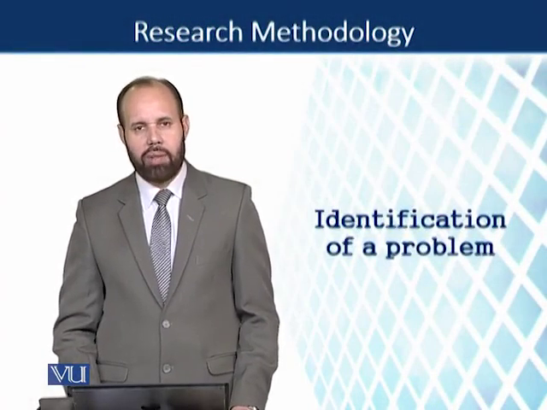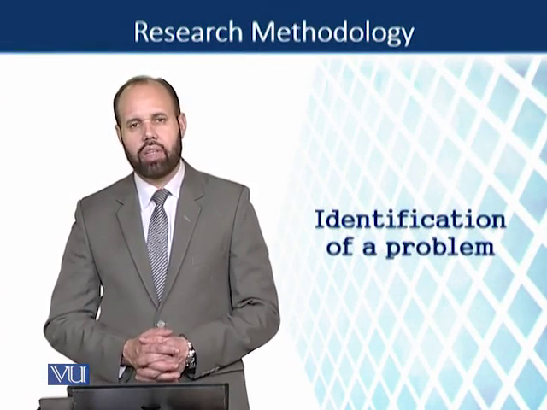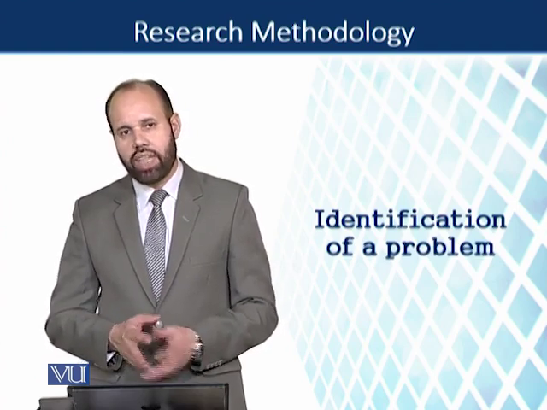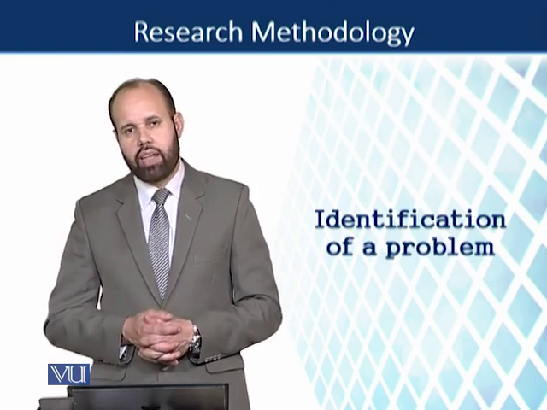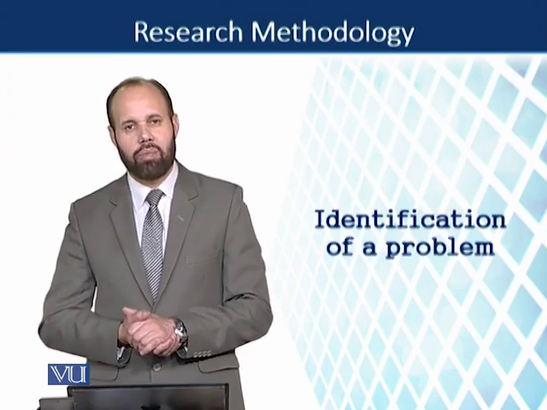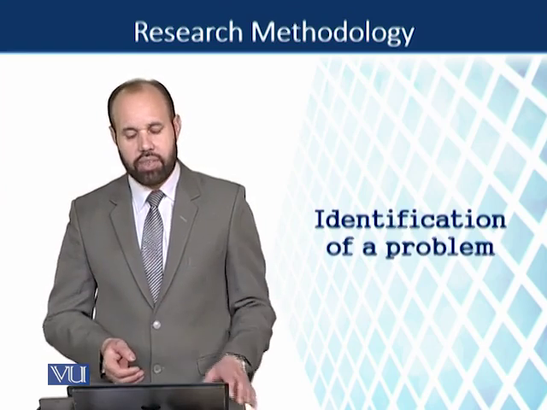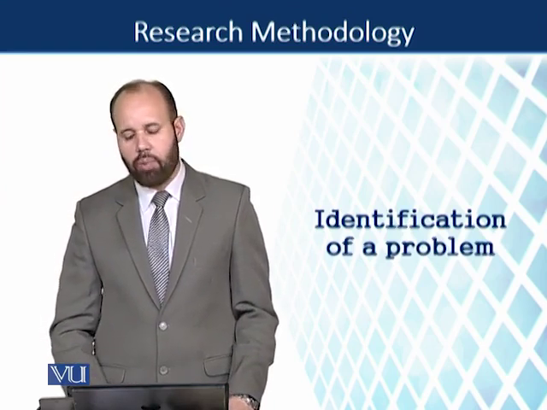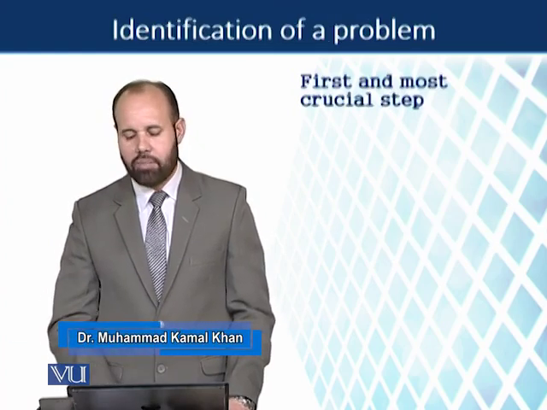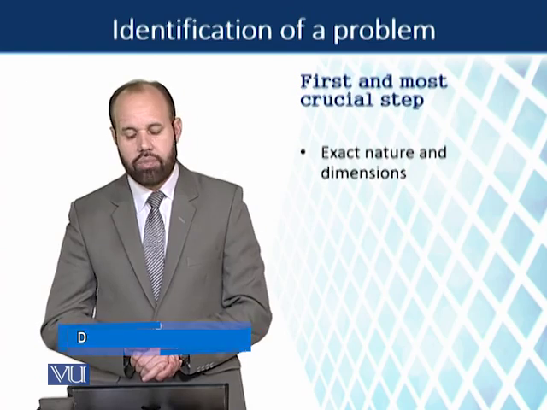Identification of a problem. As discussed already, the starting point of social sciences research is the identification of a problem. We need a problem for our research work, and if there is no problem, then there is no research, right? So in social sciences, we need a problem, and we would definitely go for solving that problem as part of our research study. So the identification of a problem is a very crucial step, and it is the first and the most crucial step in our research within social sciences, right?